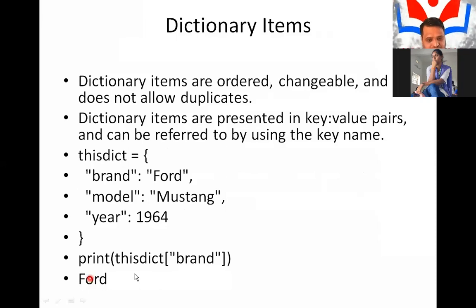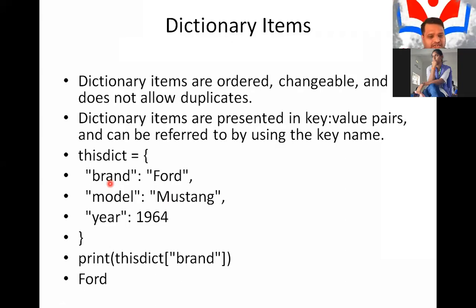Now I will be printing the brand, because I want to know which car brand it is. I don't want the model or the year. If I want to access only a particular element, only the brand, from the dictionary named this dict, how can I do that?